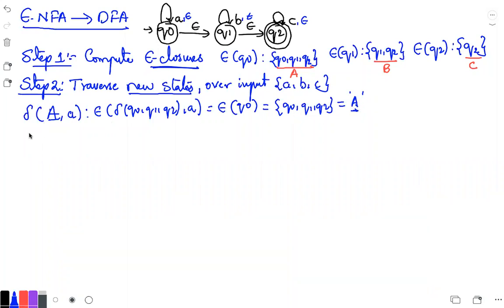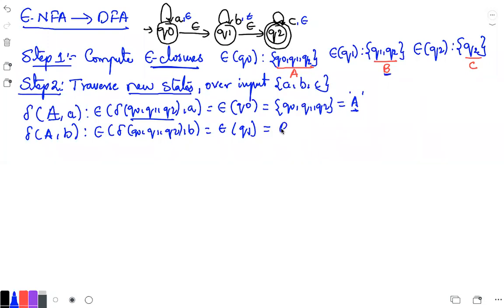So check A on B. That's epsilon closure of transition, the same Q0, Q1, Q2 on B. There's epsilon closure of Q0 on B, nothing. Q1 on B, Q2 on B, nothing, right? So it's ultimately epsilon closure of Q1. What is epsilon closure of Q1? B. You can directly write B. It's actually Q1, Q2, but directly you can reach it as B. So Q1, Q2, which is B. Clear, everyone?